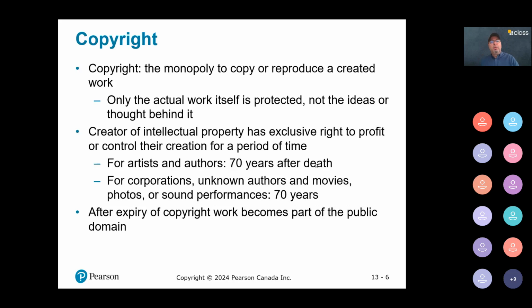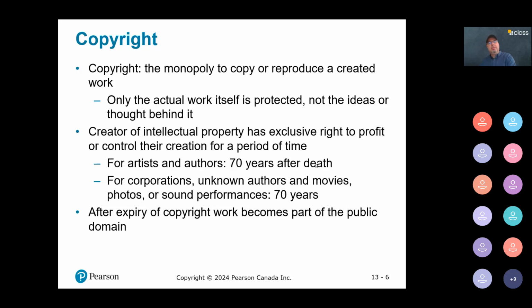Now, your textbook may be reading 50 years for protection, but the correct one is 70. It's just changed this year. And I expect you to remember it's 70 if you have a question in the final exam, because it's current legislation. Now, copyright is protected for 70 years after the author's death. So it's the entire life of the author after they create it, plus 70 years.